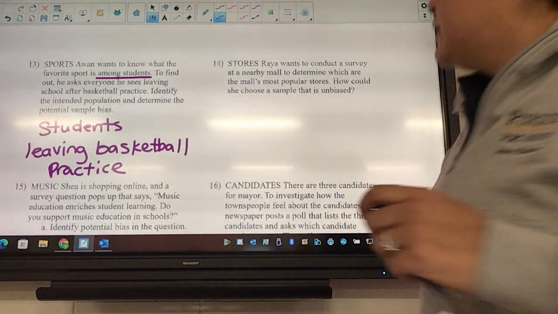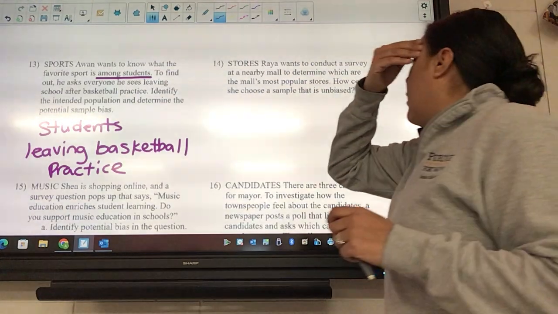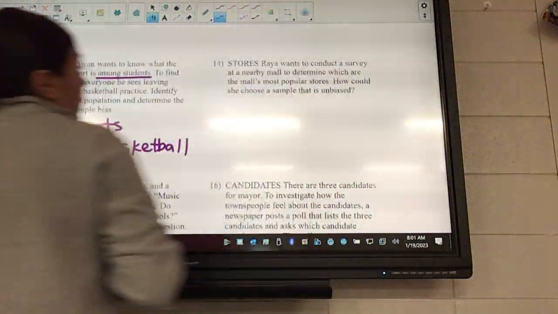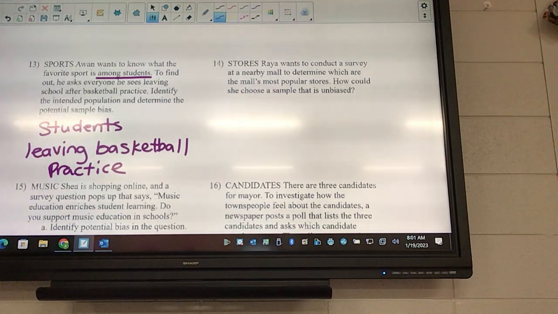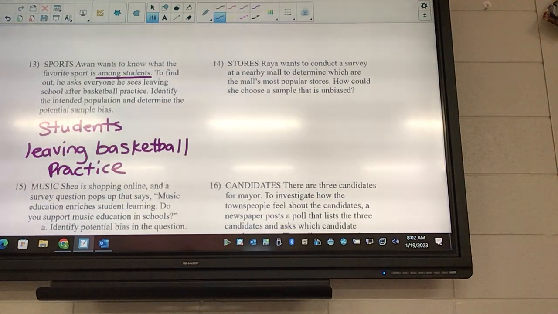Okay, 14 is the next one I'm gonna do, which is over here. Ryan wants to conduct a survey at a nearby mall to determine which are the mall's most popular stores. How could you choose a sample that is unbiased? Asking people as they walk in the mall. Because I can't do it at Macy's, because chances are if they're shopping at Macy's, maybe that's one of their favorite stores. Okay, so on 14, as they're entering the mall.